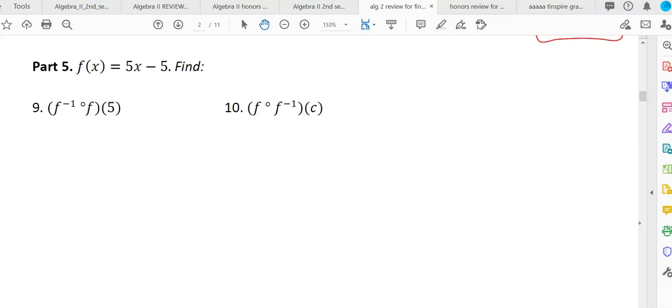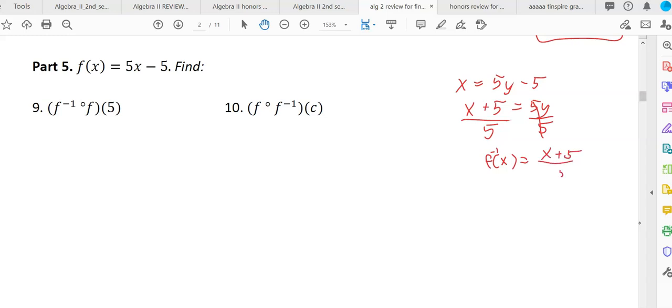So we have to find the inverse for this one. Off to the side here, I'm going to switch x and y. So x equals 5y minus 5. So x plus 5 equals 5y. And divide by 5. So we get the inverse of x equals x plus 5 over 5.